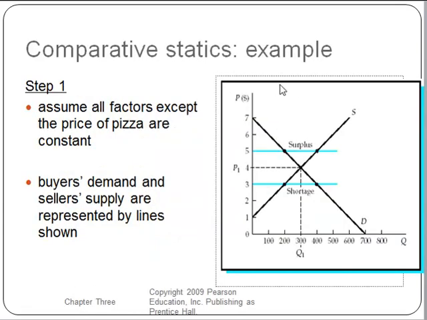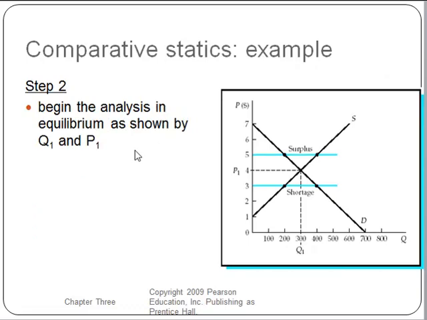Okay, let's check this example. How we're going to use comparative statics. Step 1. Assume all the factors except the price of the pizza are constant, so we have some assumptions. Then, buyers of demand and sellers of supply are presented by the lines shown here. Next step, let's begin our analysis in equilibrium as shown by Q1 and price 1.